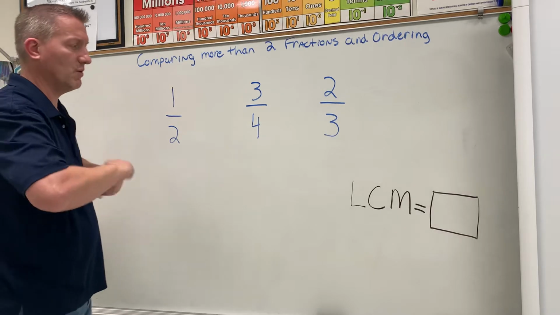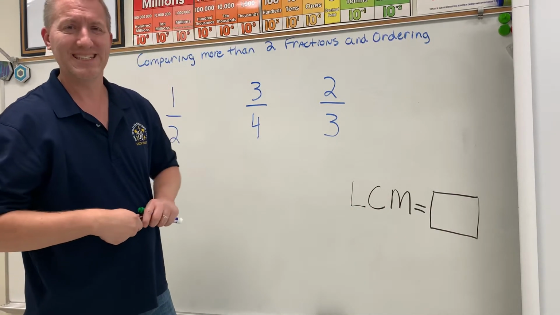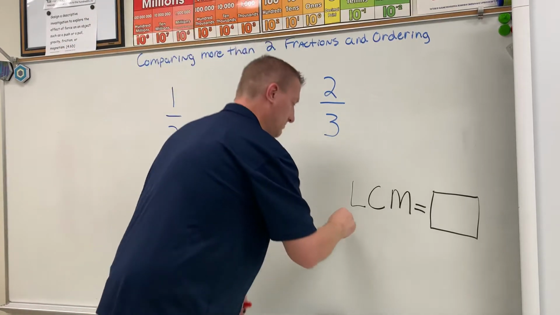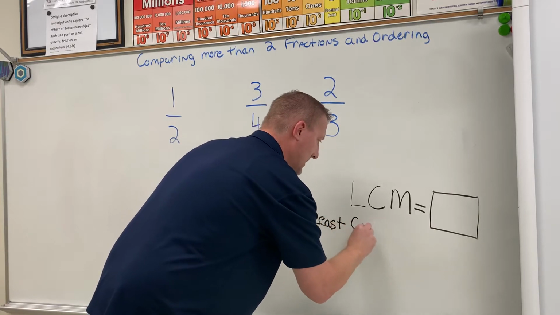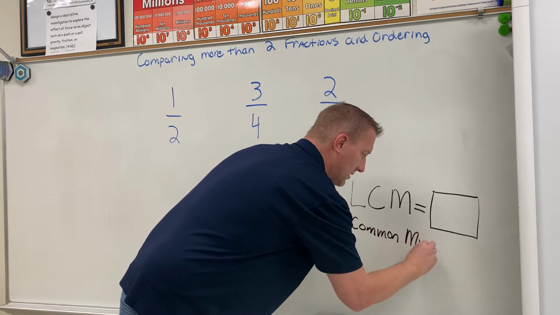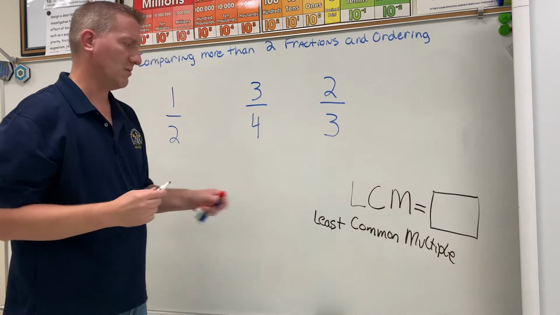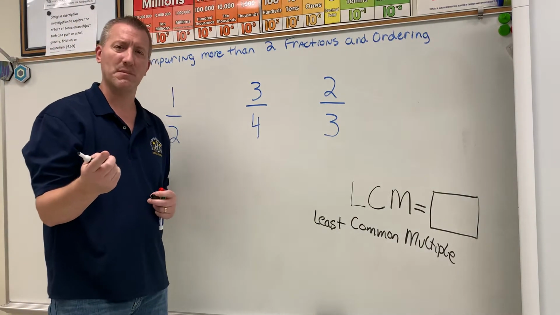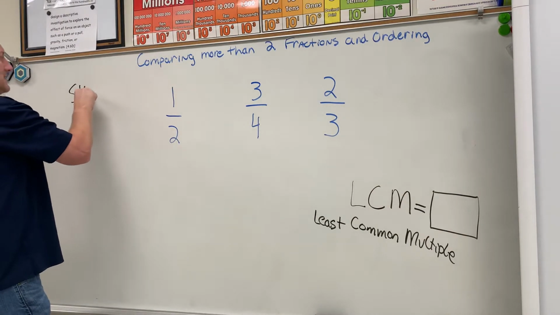First of all, we're going to find something called the least common multiple, or the LCM. Least common multiple. Okay? That's what we're going to find. And the way you find the least common multiple is this. It's skip counting.